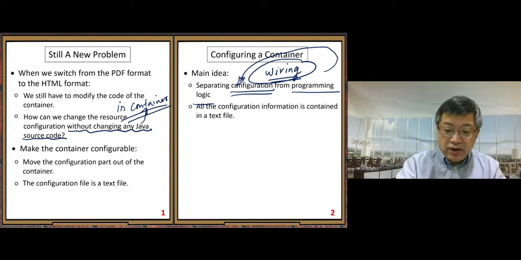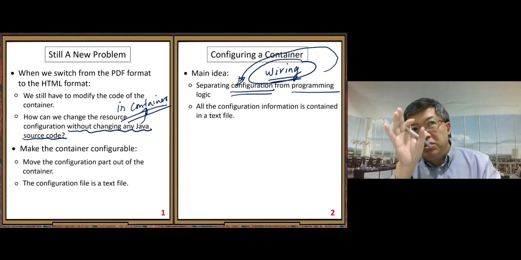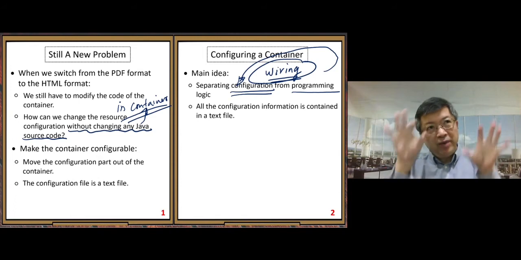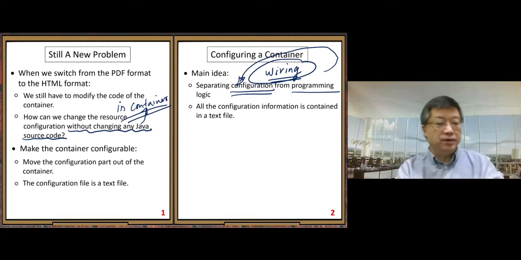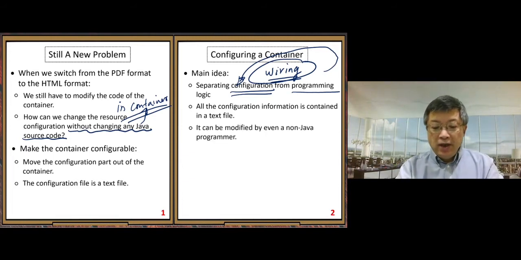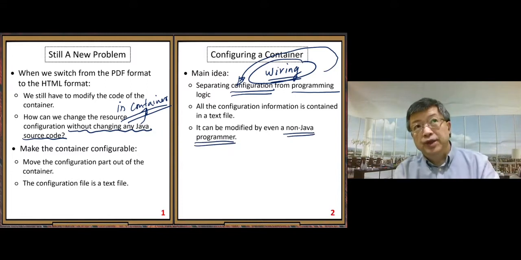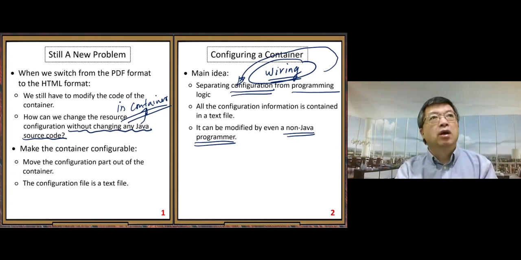All the configuration information is contained in a special text file. What kind of text file? In the next slide, we will compare two different types of configuration text files. It can be modified by even a non-Java programmer because it's not Java code. It's just a human readable text file. So it can be modified by a non-Java programmer. Why is this step important?